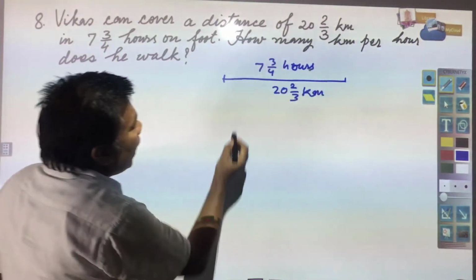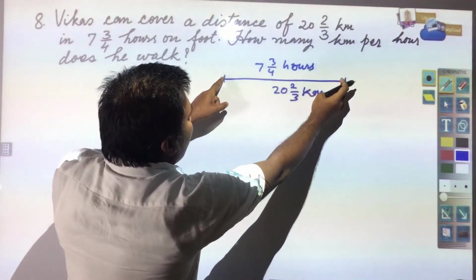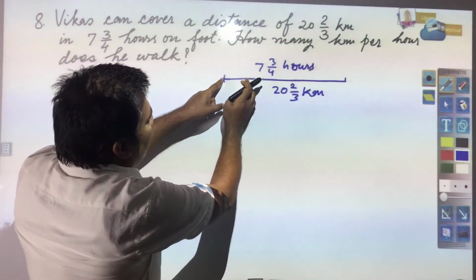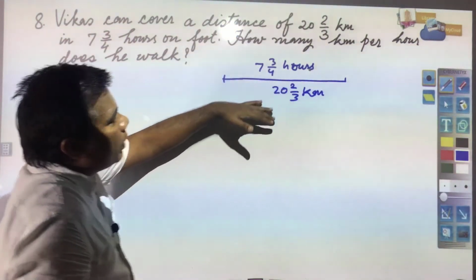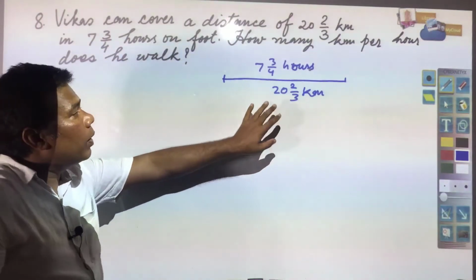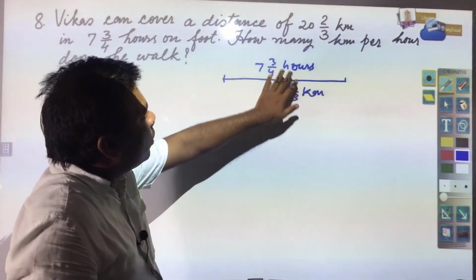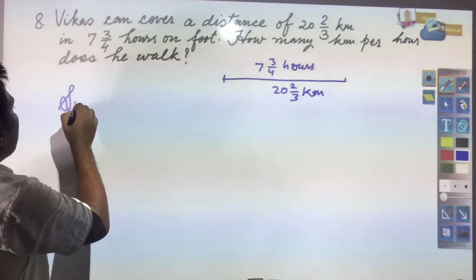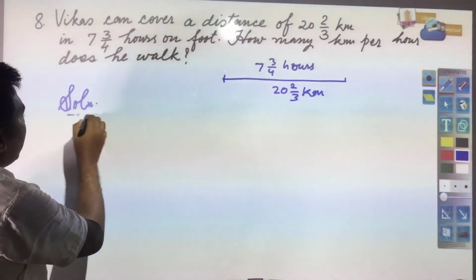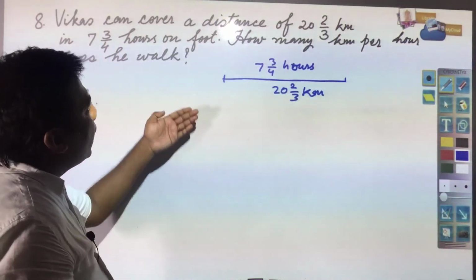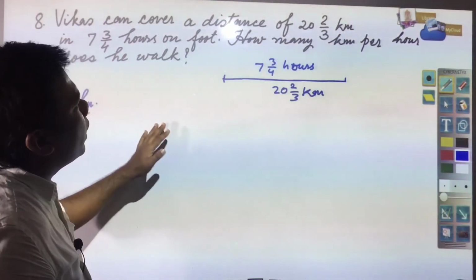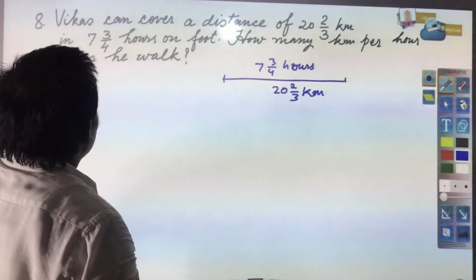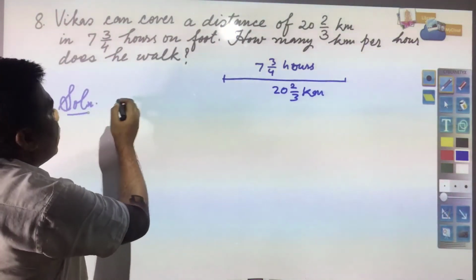So, in 7 whole 3 by 4 hours this much distance is covered. Suppose in 1 hour, how much distance will be covered, you need to find out. Again, this number is required to be divided by this. Either use the unitary method as we have written in the previous question, or simply write how many kilometer per hour does he walk.